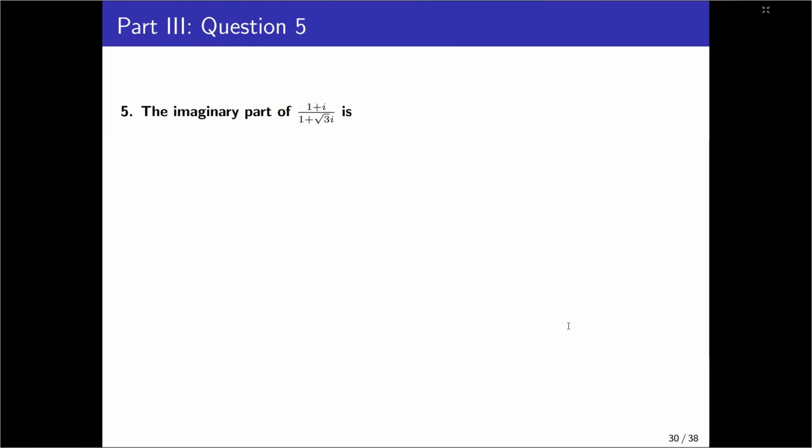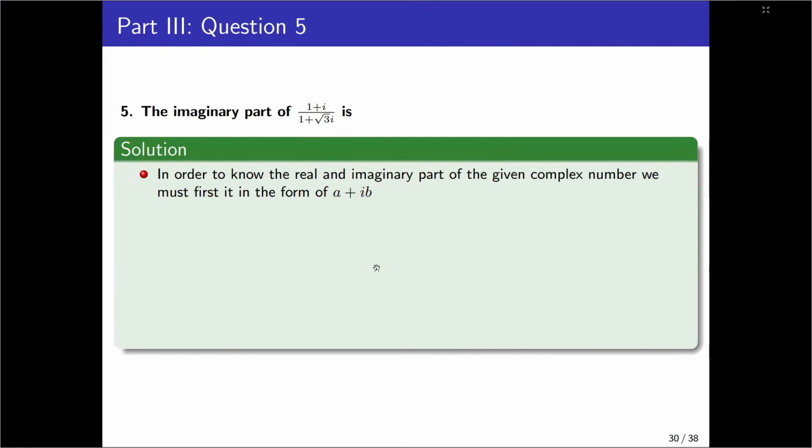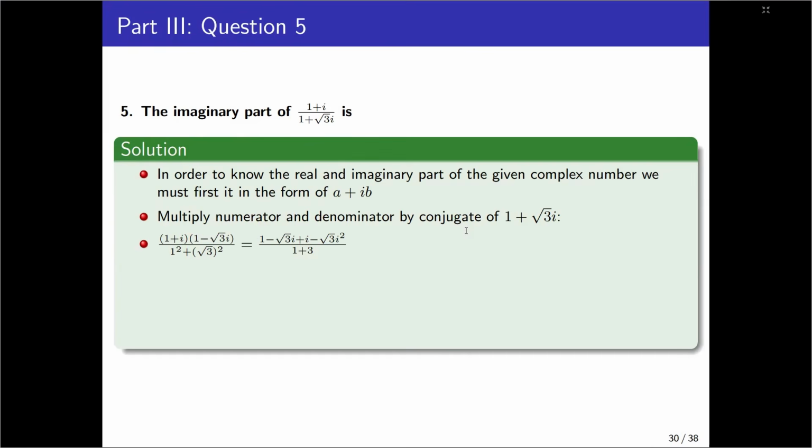Question number 5. The imaginary part of (1 plus i) over (1 plus radical 3 i) is? As usual, in order to know the real and imaginary parts of the given complex number, we must first write it in the form a plus i times b, that is, standard form. To do this, we multiply both numerator and denominator by the complex conjugate of the denominator, that is 1 minus radical 3 i.